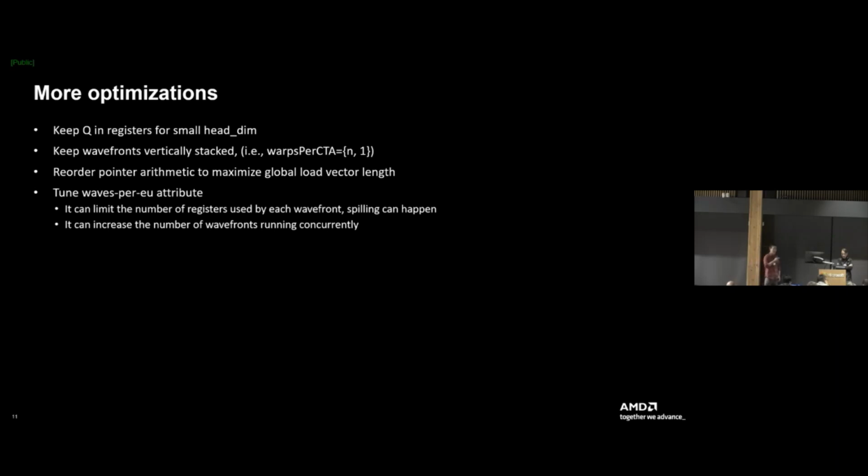We are also experimenting with the waves per EU attribute, which limits the number of registers to increase the occupancy. And we see great performance improvement when setting this attribute to 3 for the flash attention forward kernel, which is weird. If you don't set it, it will be 2, so occupancy will be 2. But if we set it to 3, we have some register spilling, but we are increasing the occupancy, so we have better performance.